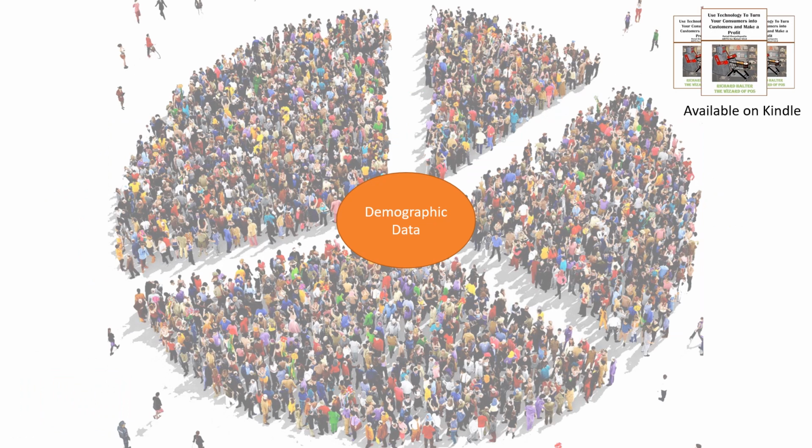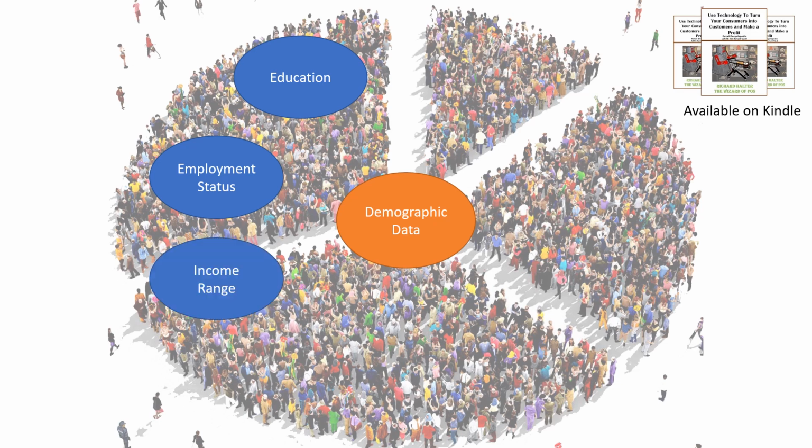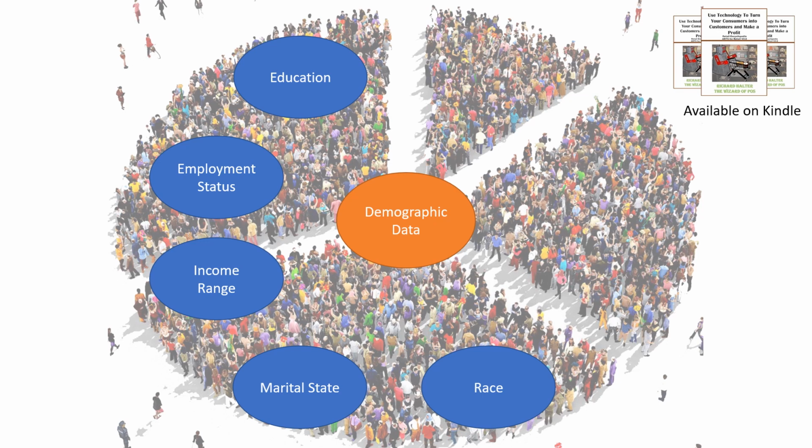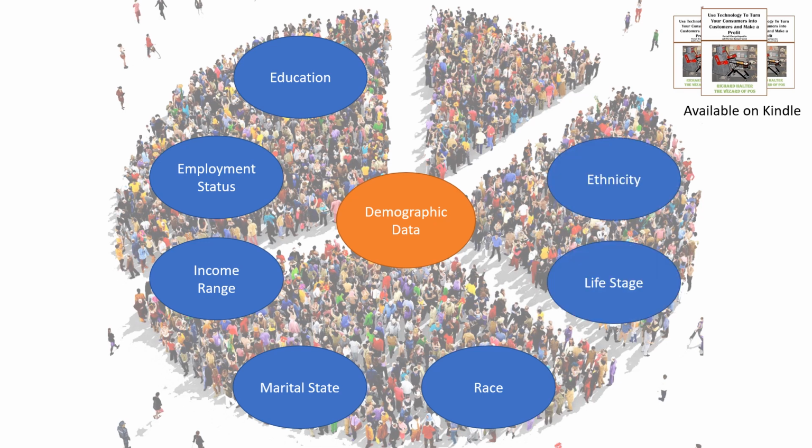So now let's dig a little deeper into each of the various areas, still keeping it at a fairly high level. So we start with the demographic data, which deals with education, employment status, income range, marital state, what race they are, what life stage they are in, what's their ethnicity, and religion.